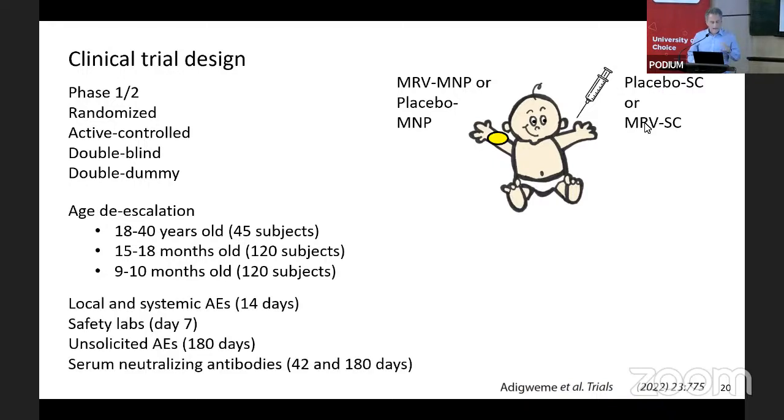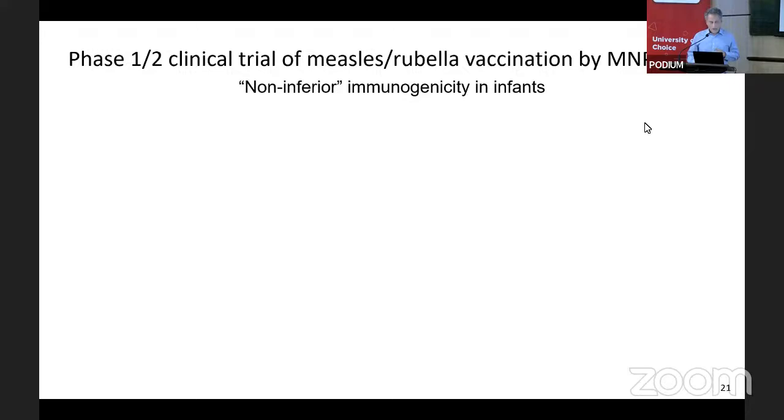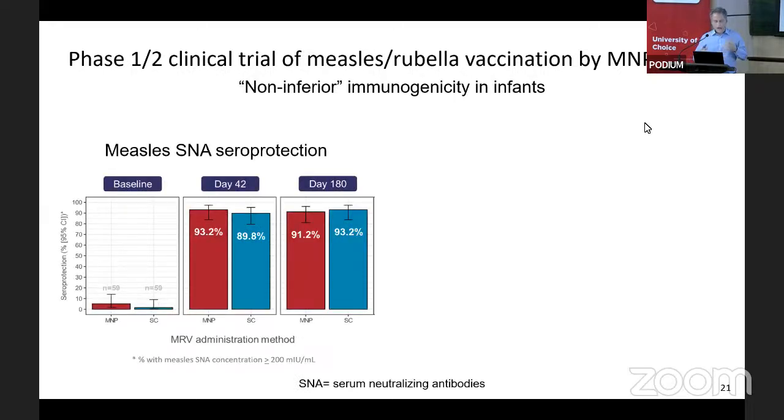We followed various things, so local and systemic adverse events, safety labs, unsolicited adverse events, and of course, the neutralizing antibody responses. And I'll just cut to the chase and show a little bit of data here. These data are from the infant group, so the most sensitive group, but similar things were seen in the older kids as well. And I'm showing now the seroprotection.